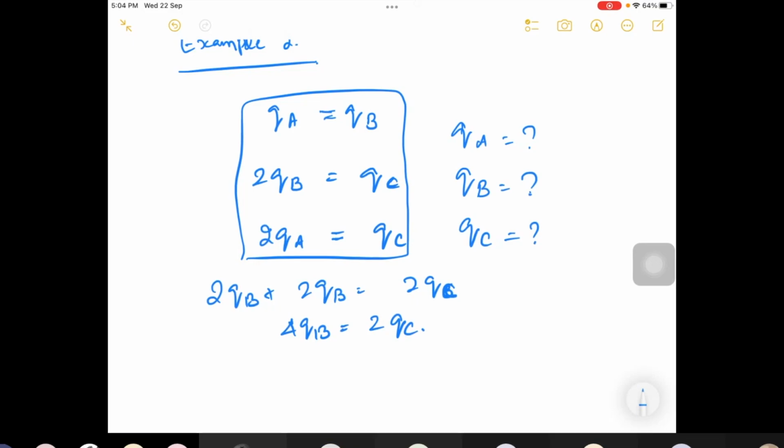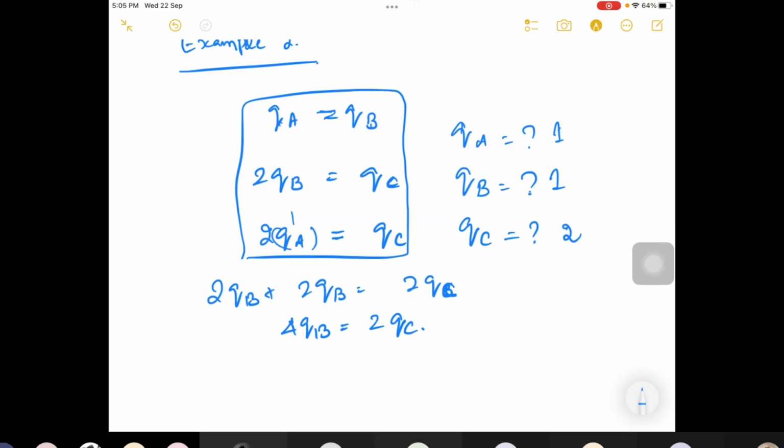Yes, sir. Okay, so now let me see, QA equal to QB. If we put QA as 1 and QB as 1, then QC will be 2. So QA equal to 1, QB equal to 1, and QC equal to 2. Now this will be valid. QA equals QB, and 2QB, 2 into 1 equals 2, and here also 2 into 1 equals 2.